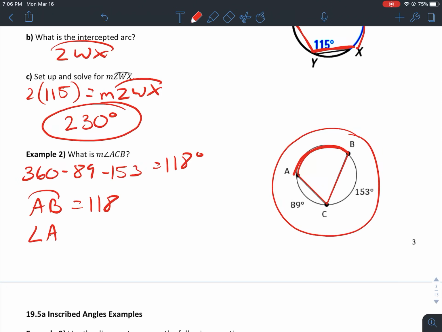Since angle ACB is an inscribed angle, that's going to be equal to half the arc length, right? Because the arc measurement is twice that of the angle. So we just do 118 divided by 2, and you get 59 degrees.